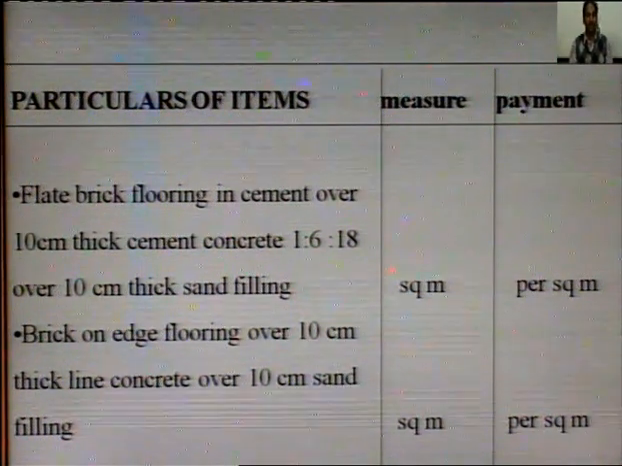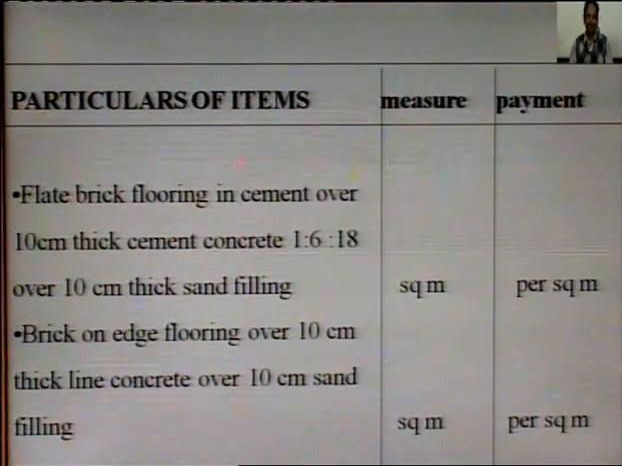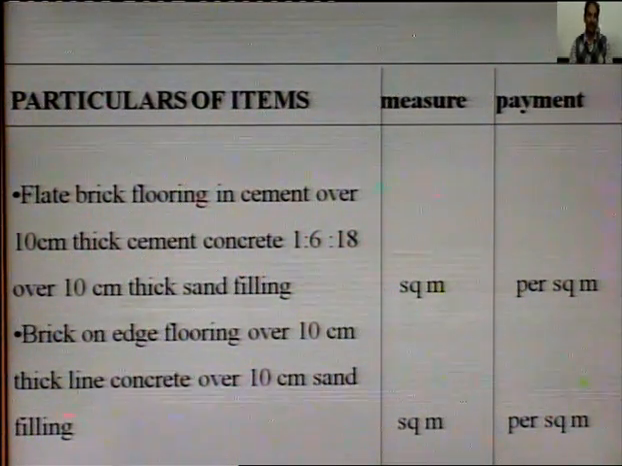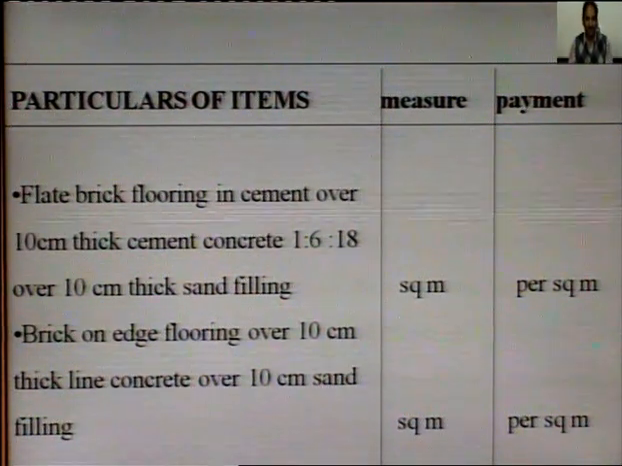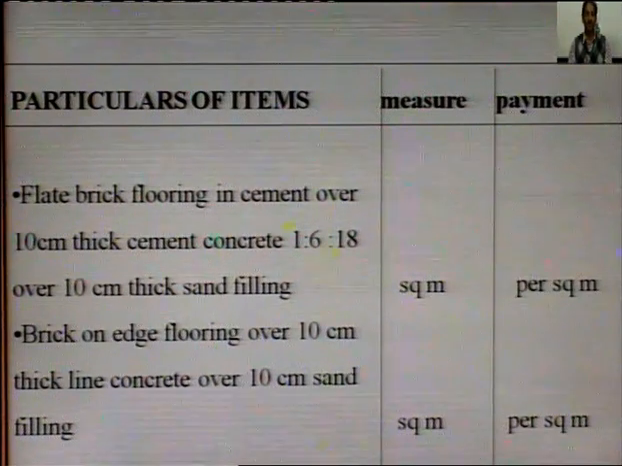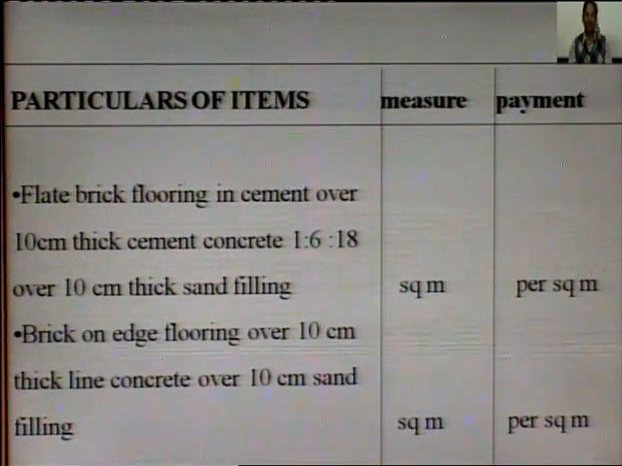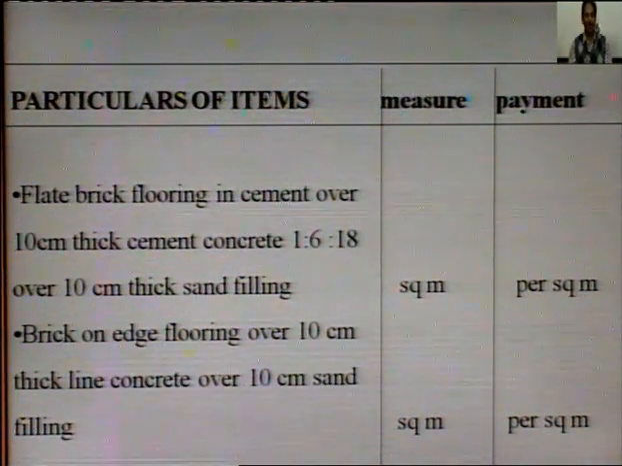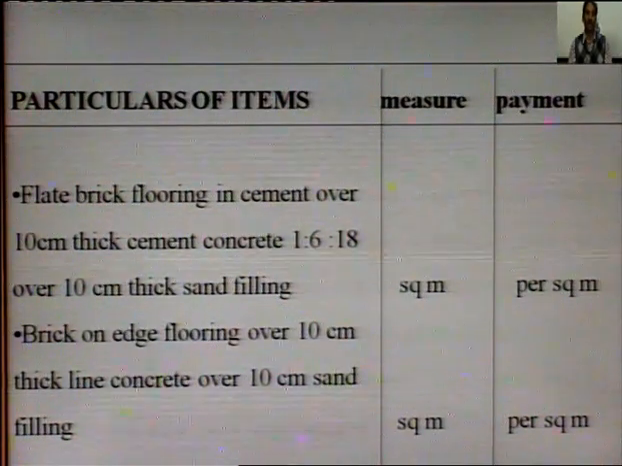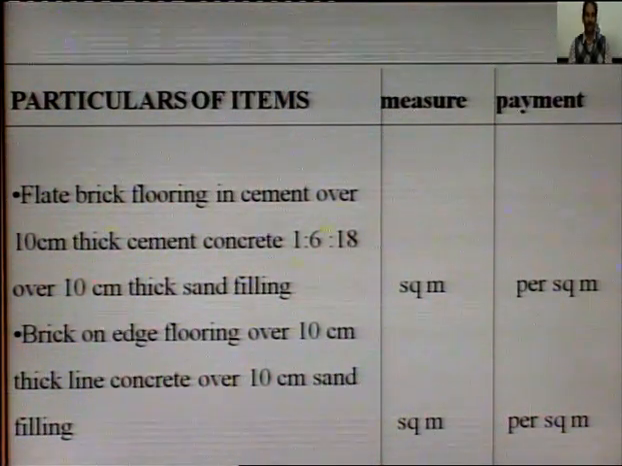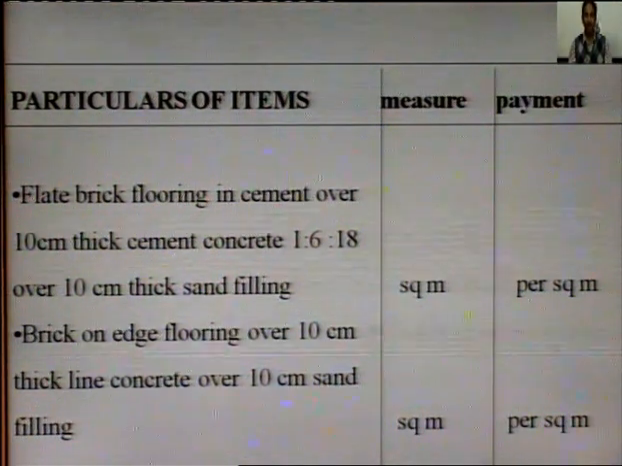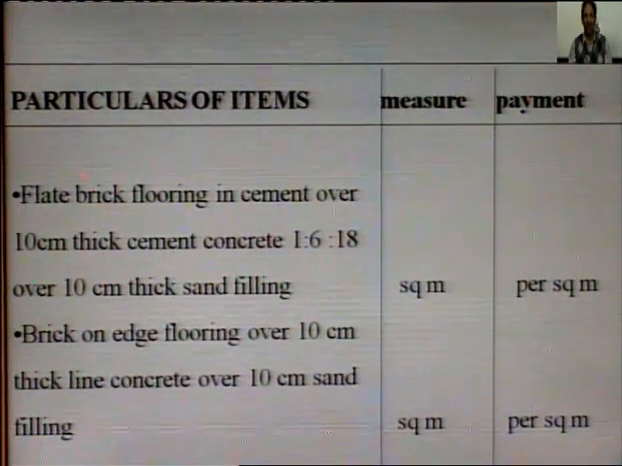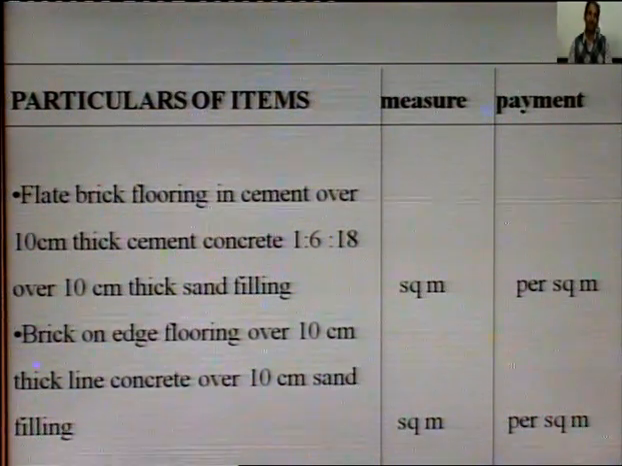Next, brick on edge flooring. Brick on edge flooring over 10 centimeter thick lime concrete over 10 centimeter sand filling. So, in this case, at the bottom is a 10 centimeter sand layer. So, filling of the 10 centimeter sand layer, and then compacting it, and the brick on edge flooring over 10 centimeter thick lime concrete. So, for this item of work, your unit of measurement is square meter, because thickness is specified here, and unit of payment will be per square meter.